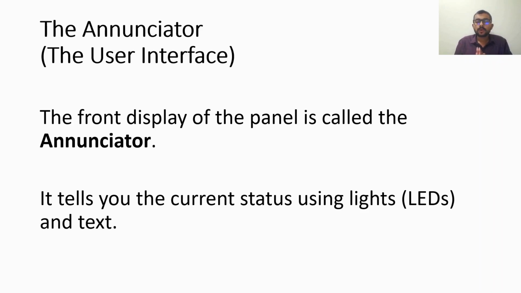If a common man or a security person looks at the panel, the annunciator will tell you the current status using lights. We call these lights light emitting diodes, the LEDs. If it is an addressable system, it will have text as well. We will go through some examples of what these LEDs indicate.